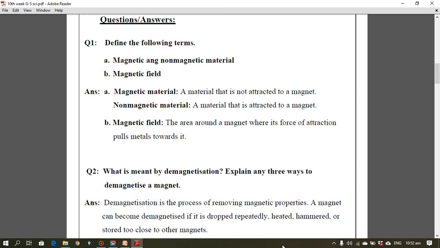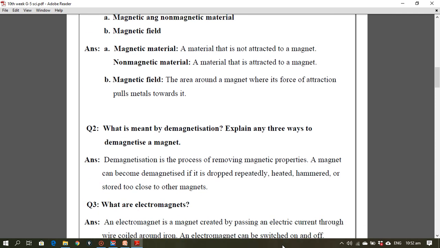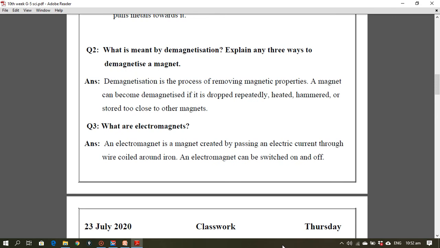Question number 2. What is meant by demagnetization? Explain any 3 ways to demagnetize a magnet. Demagnetization is a process of removing magnetic properties. A magnet can become demagnetized if it is dropped repeatedly, heated, hammered, or stored too close to other magnets.